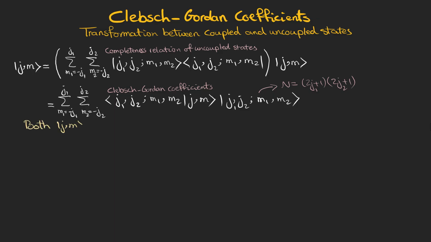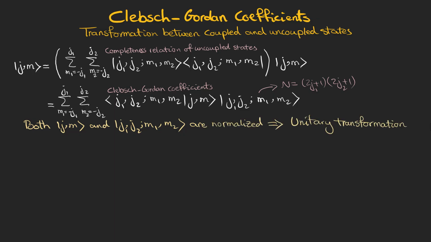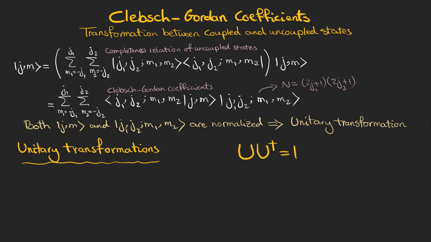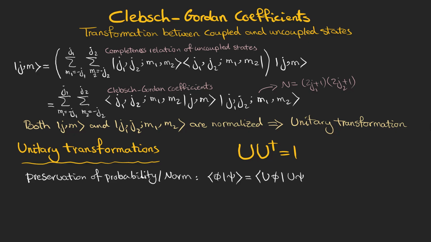We know that both the coupled and uncoupled bases are normalized, so the transformation is unitary, and these coefficients are the matrix elements of an n by n matrix, which is unitary and preserves the norm of the state. Let's review some important properties of unitary transformations. Unitary transformations preserve the inner product of state vectors, and so they ensure the preservation of their norm. It's because in quantum mechanics, probabilities must be preserved under a change of basis.